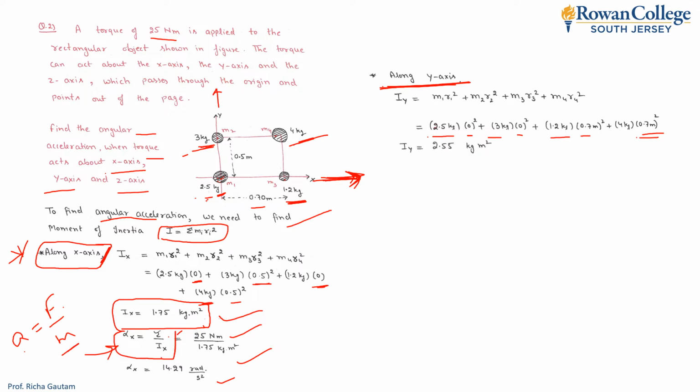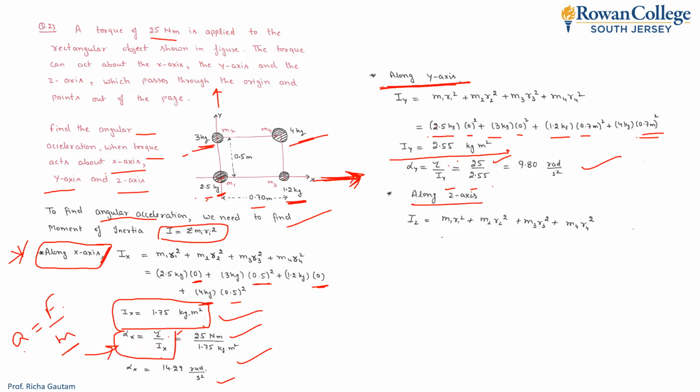Just plug in these numbers, do the calculation, and you'll get Iy, the moment of inertia along the y-axis. Once you have it, we can find the angular acceleration along the y-axis. So torque divided by I of y: torque is 25 Newton meter divided by 2.55. So you'll get this number, 9.80 radians per second squared.